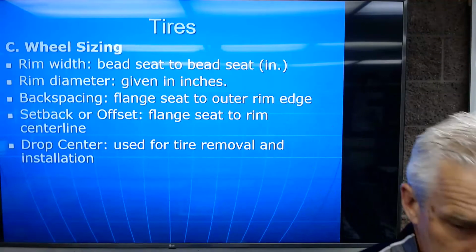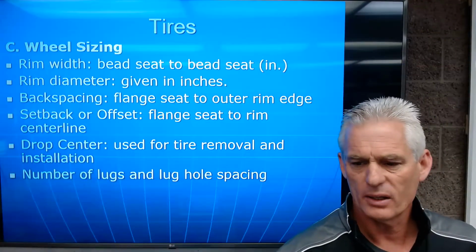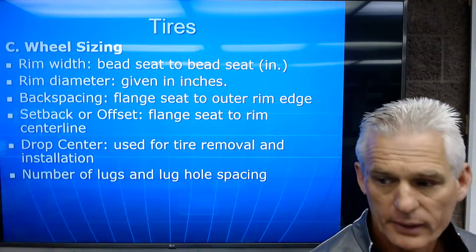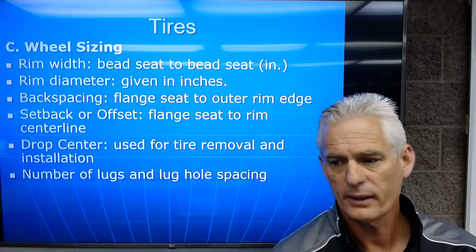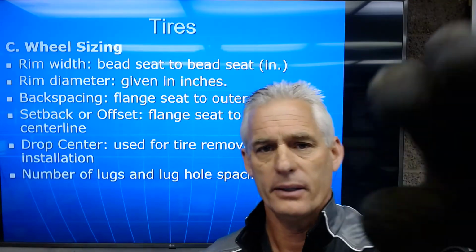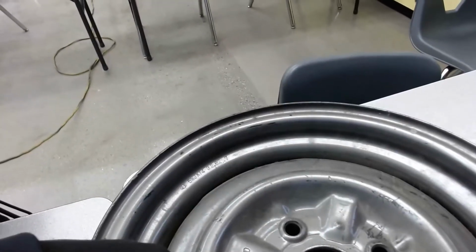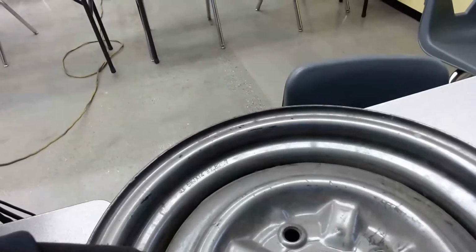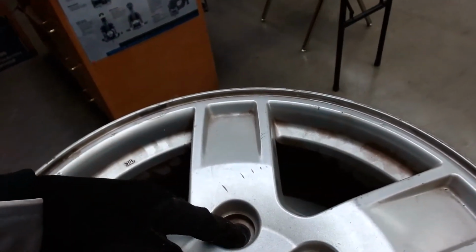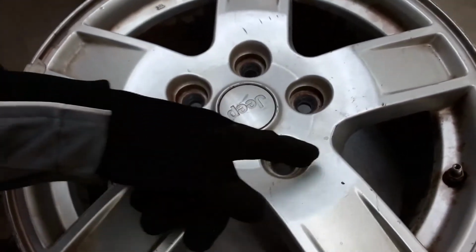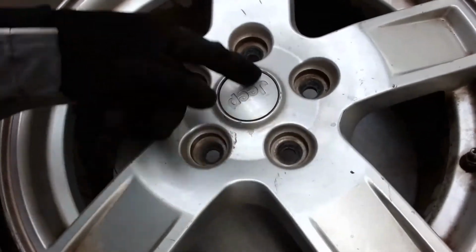Okay, next is the number of lugs and lug hole spacing. So the steel wheel there is a 4 lug, and the other one here is a 5 lug. So there's the 4 lug, 4 holes. And the spacing goes like this. They draw a line through this one. They measure from this line up to this line, okay? On this one, they measure from this line up to the center of this hole, and that's your wheel spacing. So from this line across here up to the center of that hole.